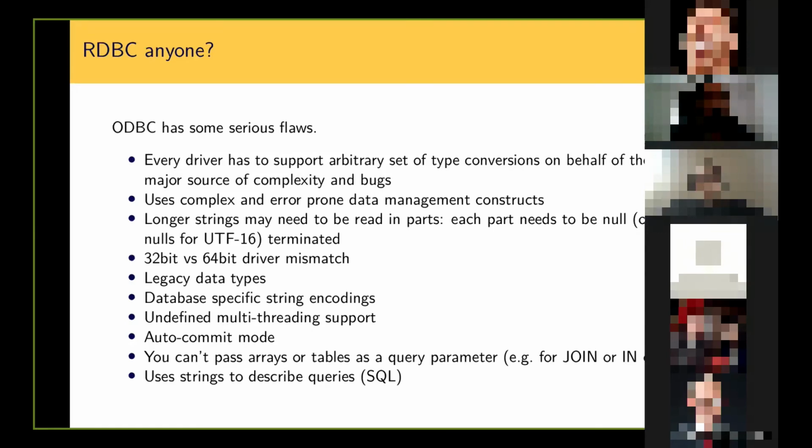There are lots of legacy data types there. As I said, the string encoding is specific to a database. It's not standardized. The multi-threading support is totally undefined, and depends on the documentation. You have to read somewhere to figure out what's safe and what not. There's this auto commit mode, which is kind of a weird thing. And with the parameters, you can't really pass a table or an array of values. You can only pass single values, which is problematic for joins and in clauses where you just want to say, join with these IDs or have an in clause with these numbers. So that's a bit limiting.